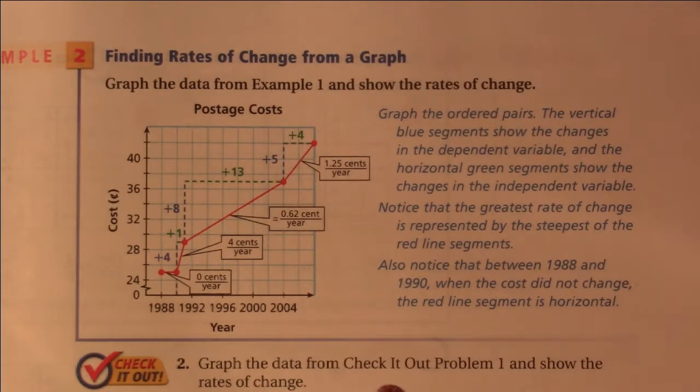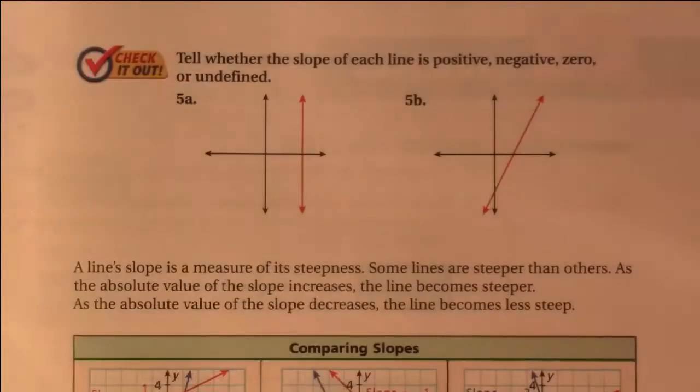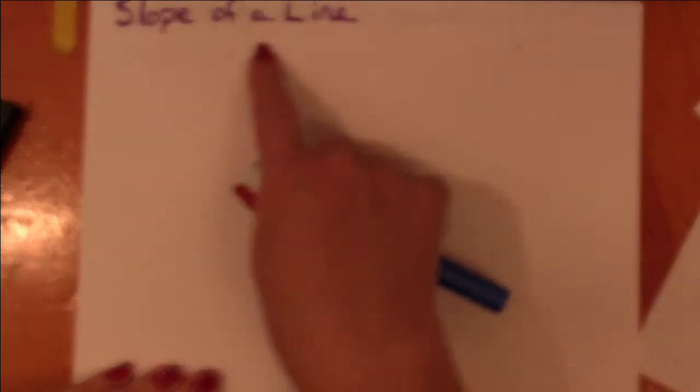Number 2 asks you to graph the data from the first one, and these numbers are too difficult to graph. So what I've asked you to do instead is to go to page 318 and do number 2.